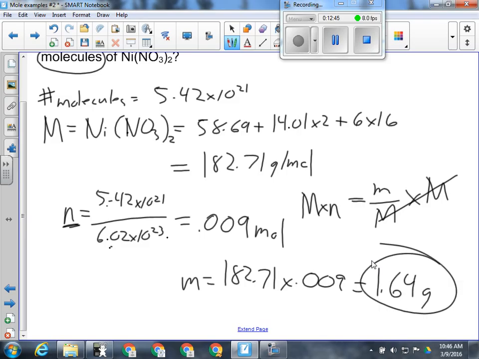That's a 5-mark question: 1 for the answer, 1 for this calculation, 1 for the manipulation of the mole equation, 1 for the proper use of Avogadro's number, and 1 for your molar mass. Questions on that? All right.